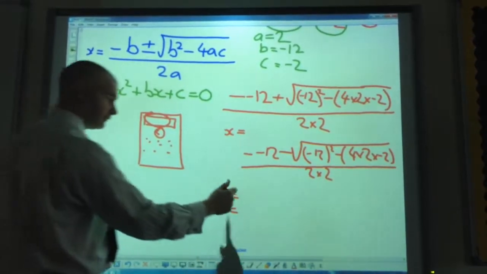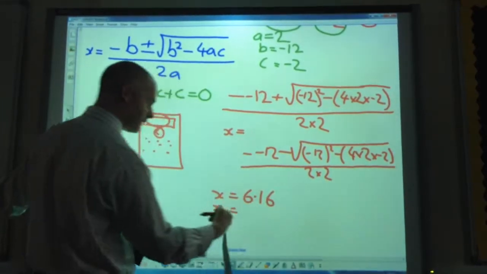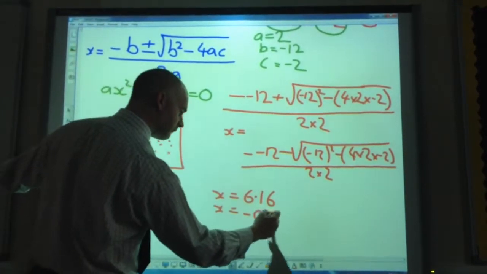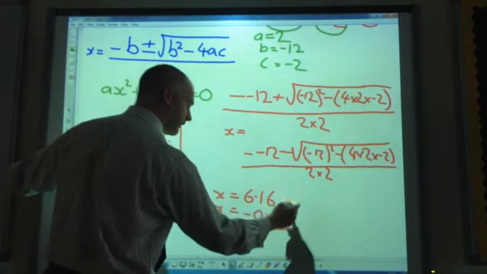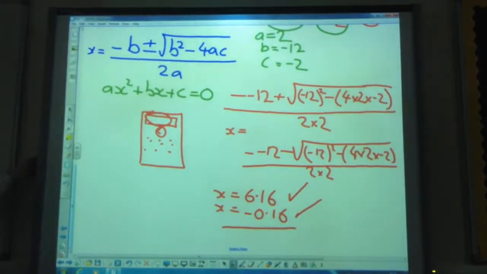Kelsey, please. X equals 6.16. And the other x? X equals minus 0.16. Okay, and that is how you solve it. You must write both answers down.